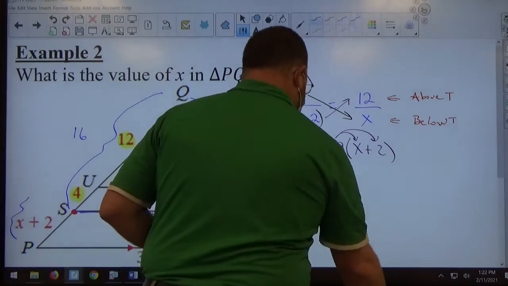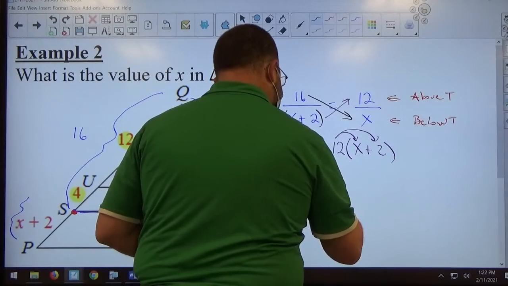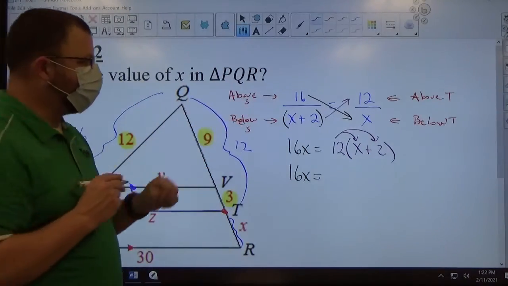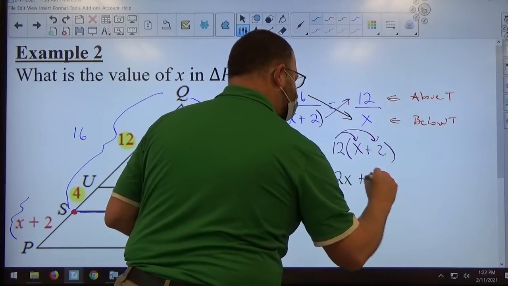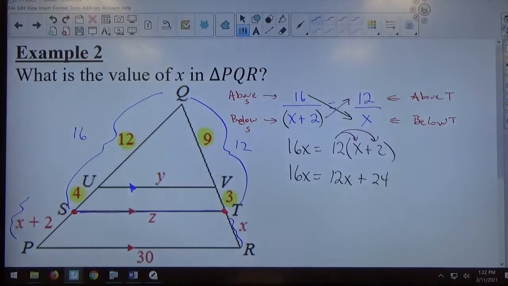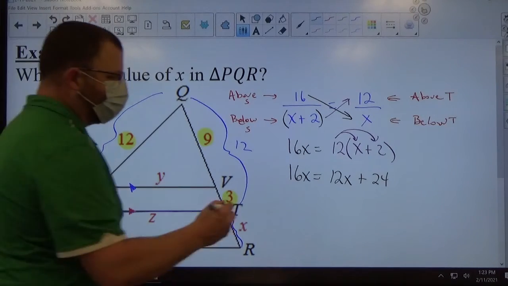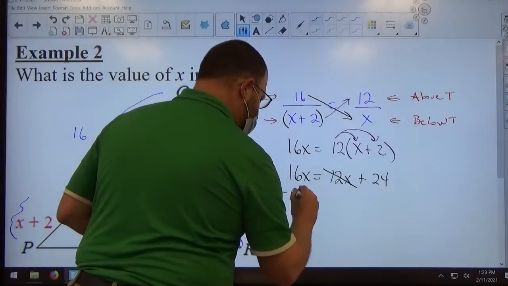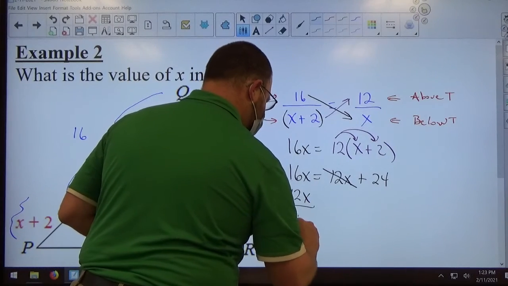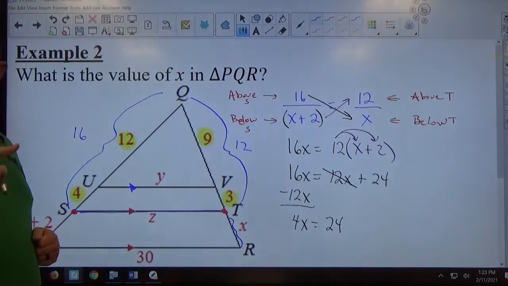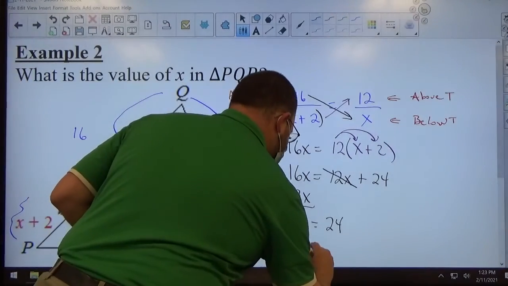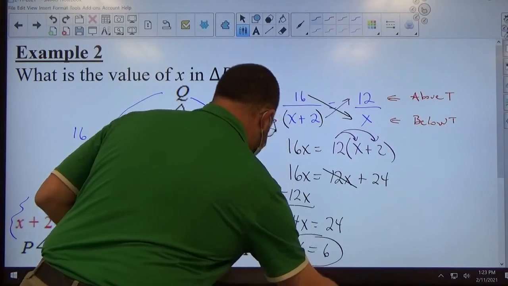So that leaves me on the left-hand side with 16x as it is, and on the right-hand side, 12 times x is 12x. 12 times positive 2 is positive 24. So 16x equals 12x plus 24. That's the simplified expression, simplified equation. Now it's a matter of solving the equation. I want x on one side, so I'm going to chop positive 12x. Move it over to the left, becomes negative 12x. And if 4x equals 24, we divide both sides by 4, leaving me with x equals 6.